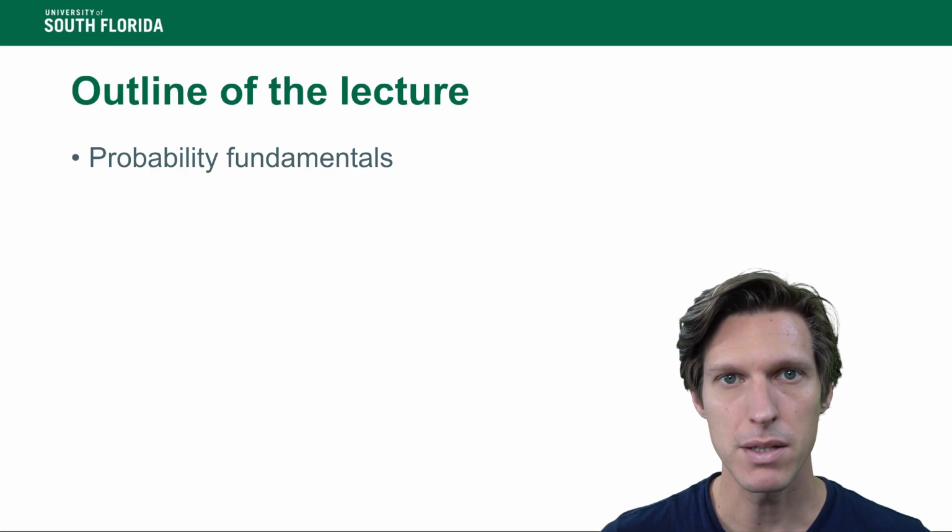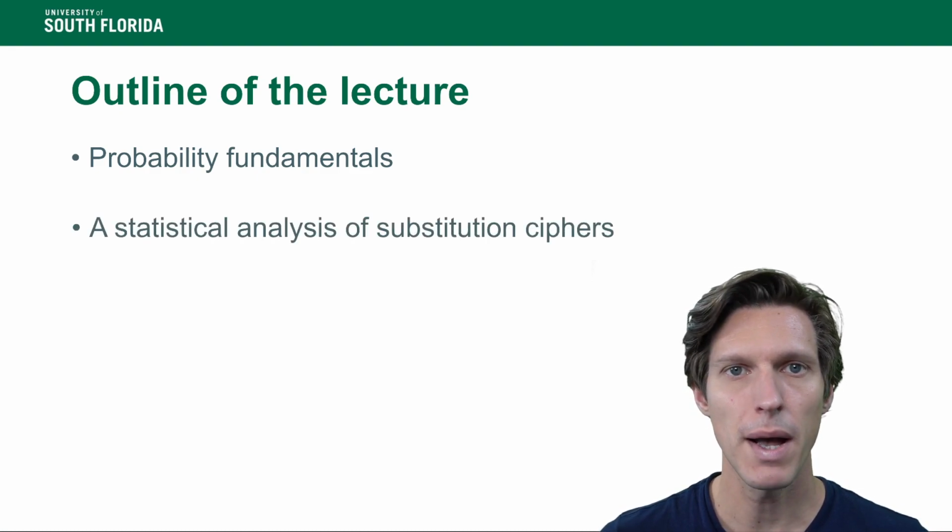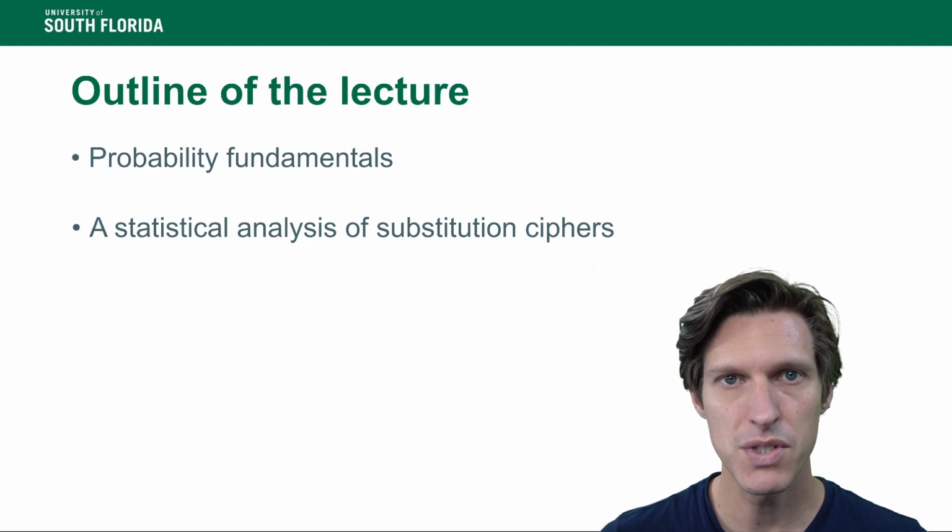In particular, we'll start with recalling some important notions of probability, and understanding what probability theory is and how this impacts cryptography. We'll also talk about statistics and show how a statistical analysis of a simple cipher can lead to a total break.